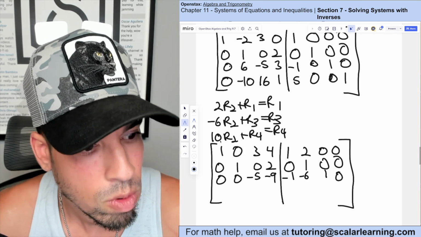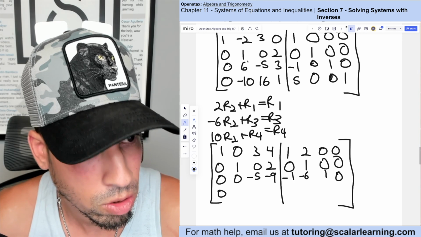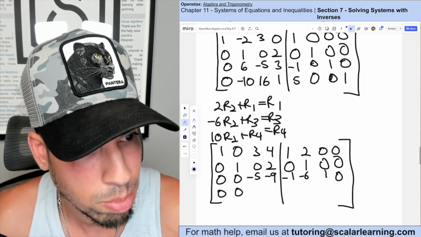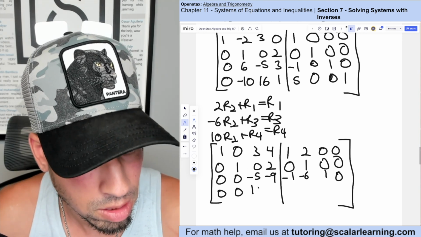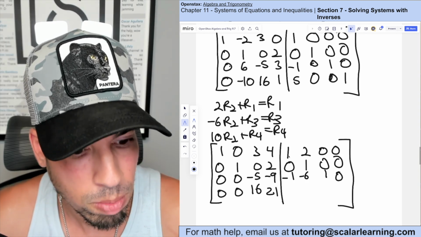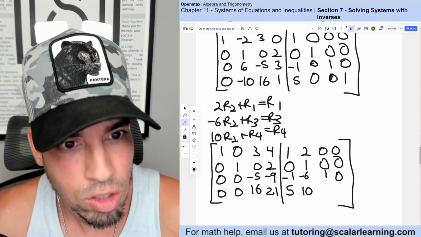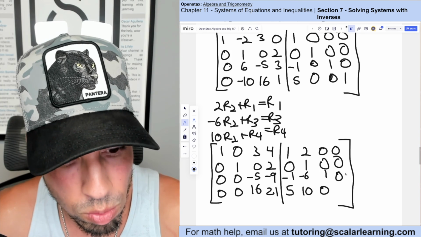All right, last row, we're going to do 10 times this plus row 4. 10 times 0 is 0, so that's just 0. 10 plus negative 10 is 0. Beautiful. 0 plus 16 is 16. 20 plus 1 is 21. Then we got 0 plus 5 is 5. Then we got 10 plus 0 is 10. 0 plus 0 is 0. And 0 plus 1 is 1.